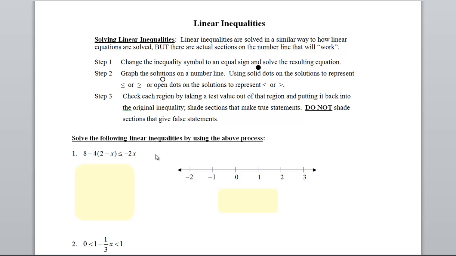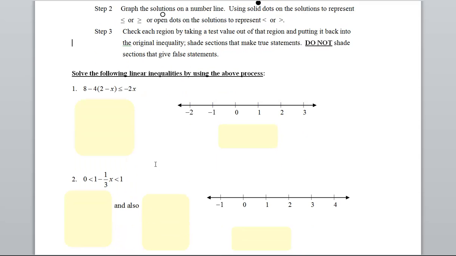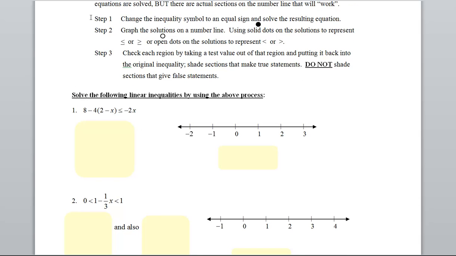So we've got some problems that we're going to practice on. We're going to solve the following linear inequalities by using this process. So let me make sure I can see step 1. First, look for your inequality. Here it is. I'm going to change that to an equal sign and move this down. Okay, so we change it to an equal sign.